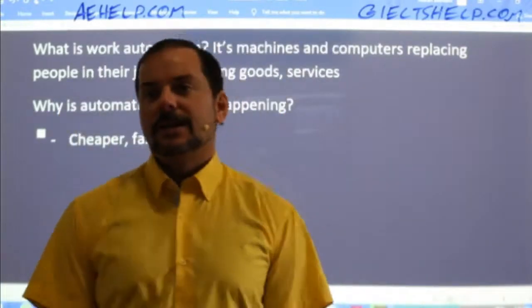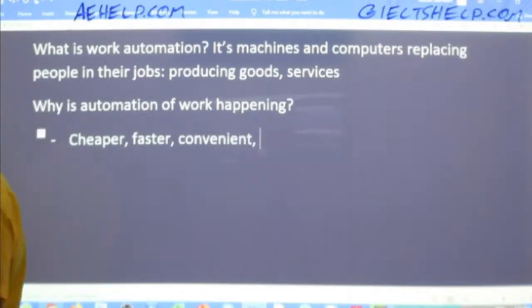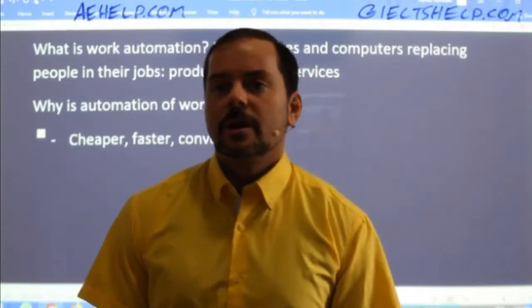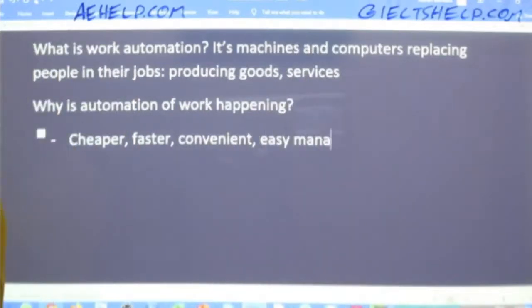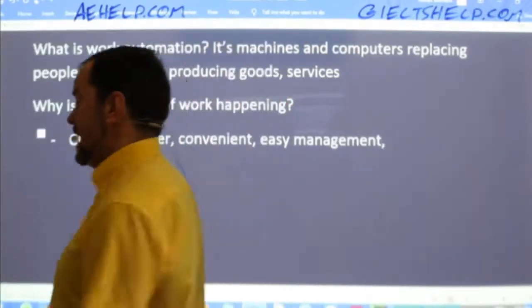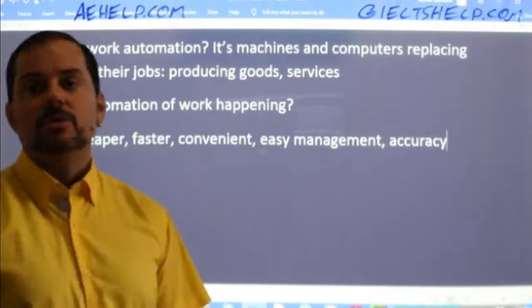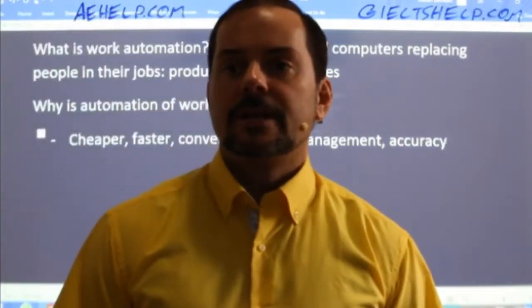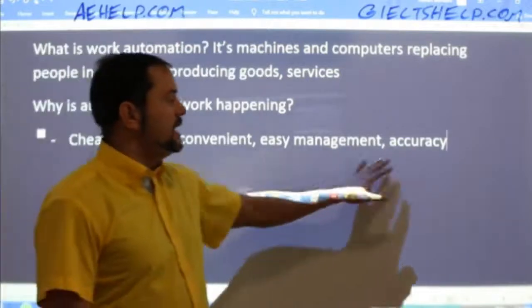Aigul says people are lazy and want comfort. Okay. Convenient then maybe, Aigul, is the word we're looking for. Okay, Shanghung says easy to manage. Yeah, I agree, Shanghung. Management of humans can be very tricky. So managing machines is a lot simpler than humans. Preeti says accuracy, and that's arguable as well. Computers are much more accurate for certain jobs these days than humans ever could be. So that's definitely a valid point these days, Preeti. So we have cheaper, faster, convenient, easy management, accuracy.